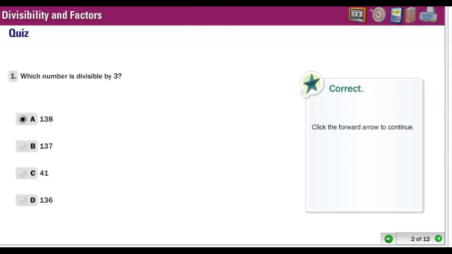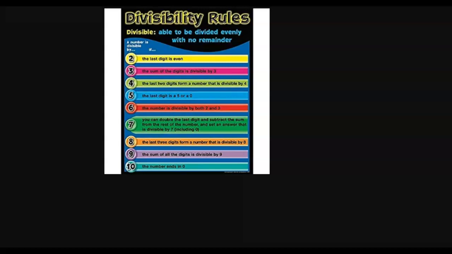And if you ever forget, I'll show you this graphic. You don't have to memorize it. You can even write it down. So if the last digit is even, it's divisible by 2, right? And what does divisible mean? Able to divide it evenly with no remainder. So if you look at 3, you'll see that's just the one we did. The sum of the digits is divisible by 3.